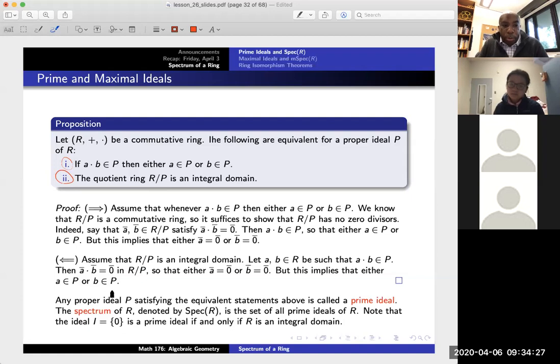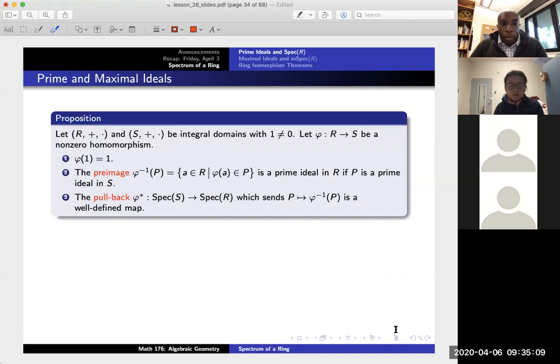So we'll define the spectrum of R as the collection of prime ideals. So we're going to take all of our prime ideals and put them all together into a set. And I want to point out that the zero ideal, the ideal that just consists of one element, is a prime ideal if and only if R is an integral domain. So we are going to be using this quite a bit. Remember that we really care about the cases where R is an integral domain, and that's equivalent to saying that this trivial ideal, the ideal that just consists of the zero element, is itself a prime ideal. So this is the definition of a prime ideal.